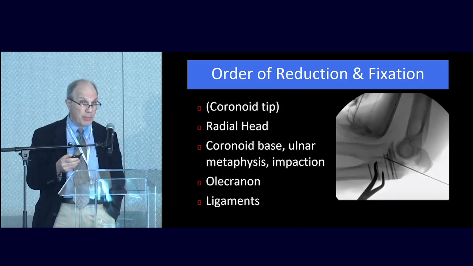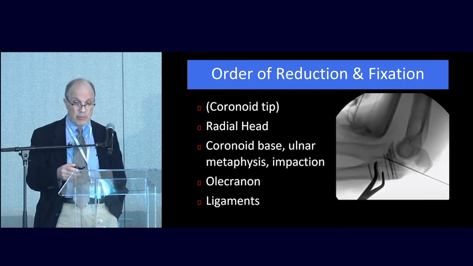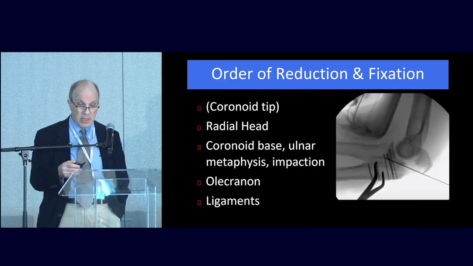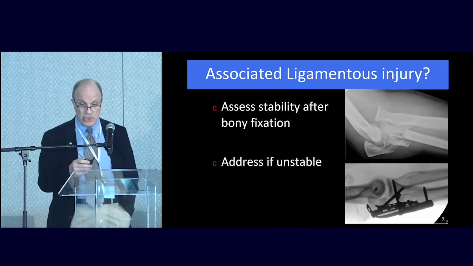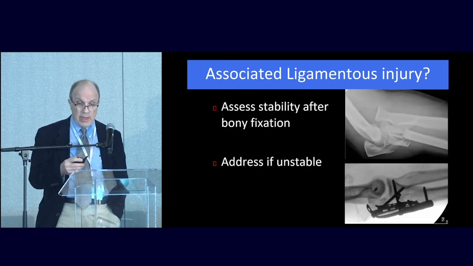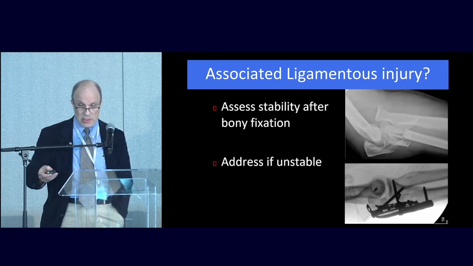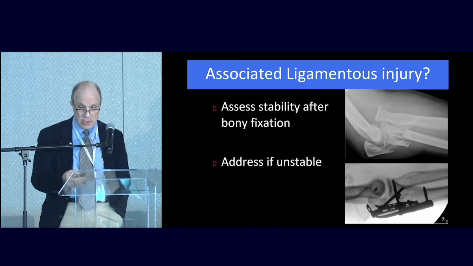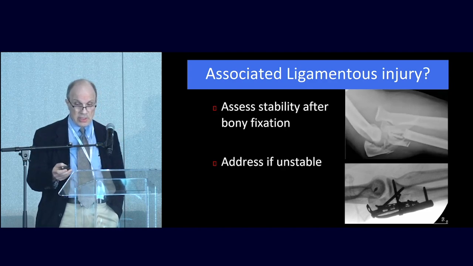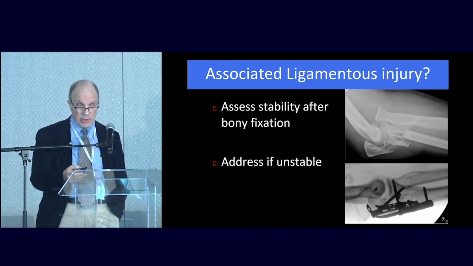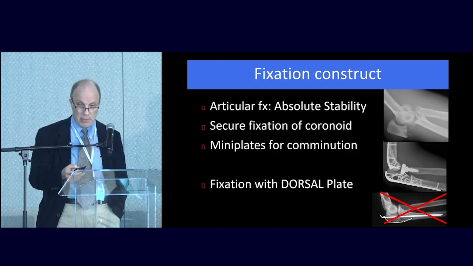If there's a coronoid tip, personally, I don't do anything. Then take care of the radial head if there's something broken or it needs to be fixed or replaced. Then coronoid base fracture or ulnar metaphysis, if there's one, take care of the impaction. The last thing I do is the olecranon, after fixing all the bony injuries. I will check the ligaments, and if needed, address any associated ligamentous injury. As you can see in this picture, after fixing all the bony fragments, there was some subluxation of the ulnohumeral joint. So you see there's an anchor; I added an anchor to get the elbow stable.